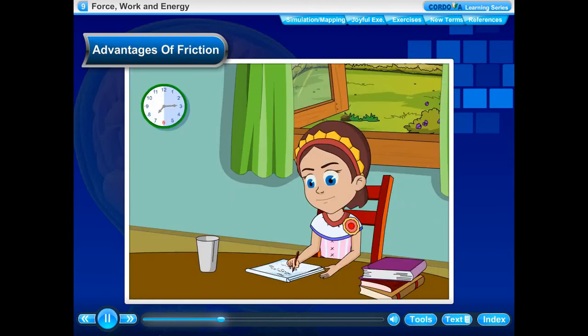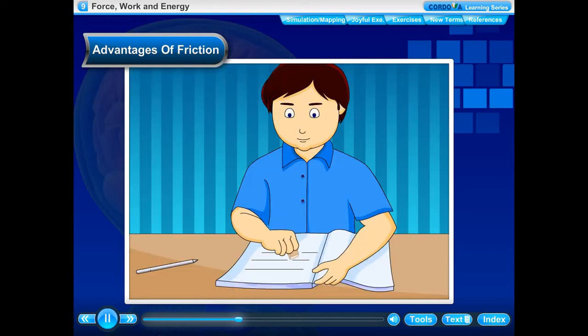We are able to write with our pen because of friction. You often see that we cannot write easily on an oily paper. This is because there is very little friction between our pen and oily paper. Friction also helps to erase pencil marks from the paper by using an eraser.